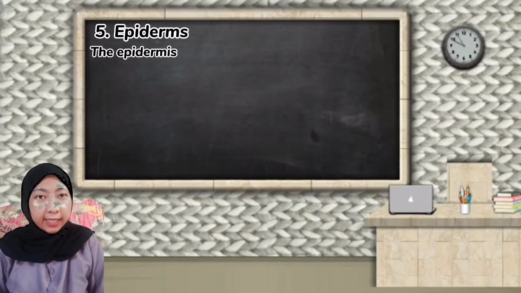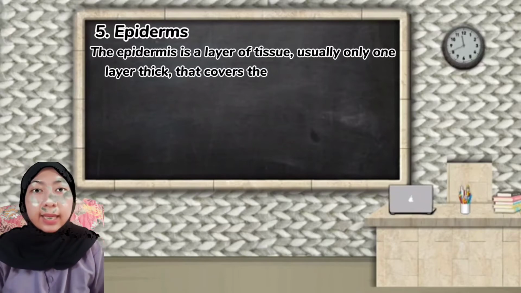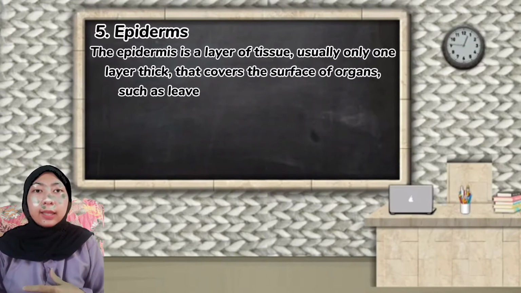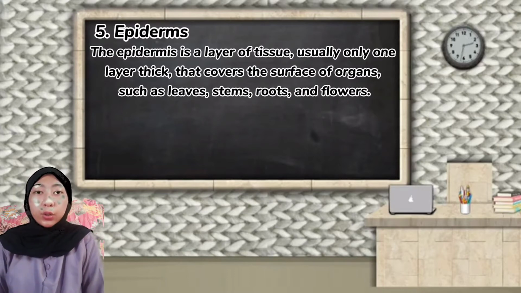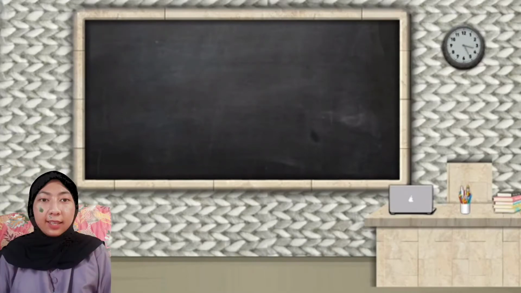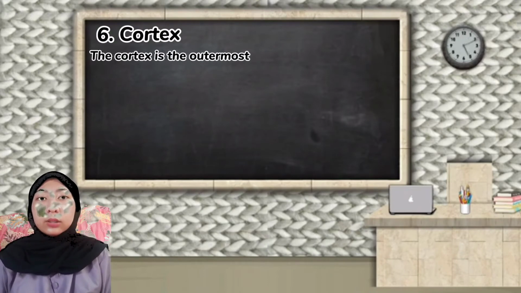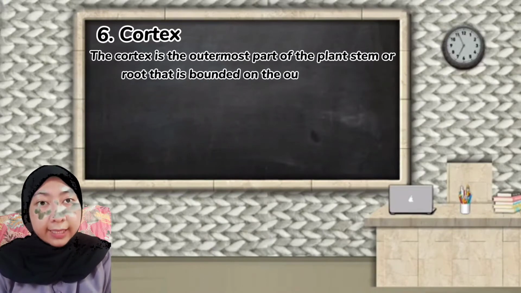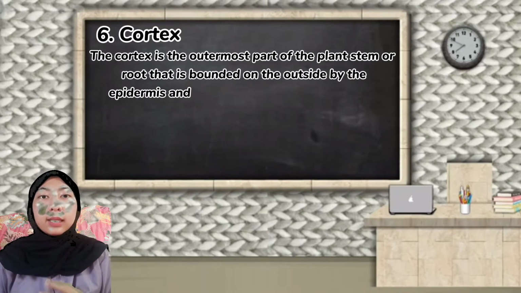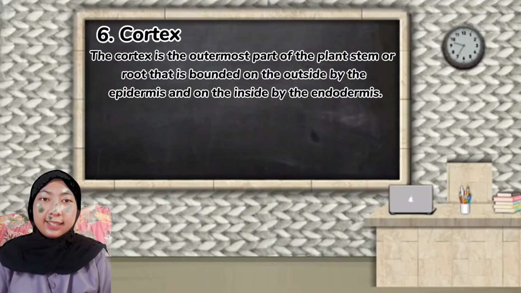The number 5 is epidermis. The epidermis is a layer of tissue, usually only one layer, that covers the surface of organs such as leaves, stems, roots, and flowers. The number 6 is cortex. The cortex is the outermost part of the plant stem or root that is bounded on the outside by the epidermis and on the inside by the endodermis.